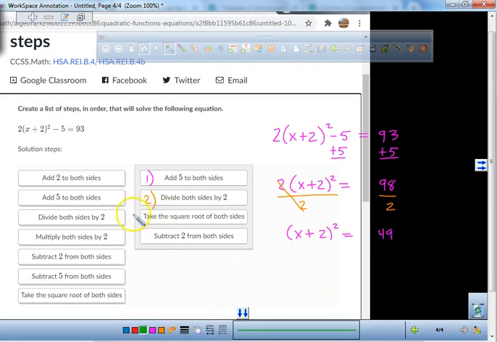Then what are we going to do on step number 3? Take the square root of both sides. We're just verbalizing the steps. So when we take the square root of both sides, what do we have left? x plus 2 equals, now what are we going to put over here? Not just a 7. Plus or minus 7. And what's the final and the very last step? Take away 2 from this side and take away 2 from this side.